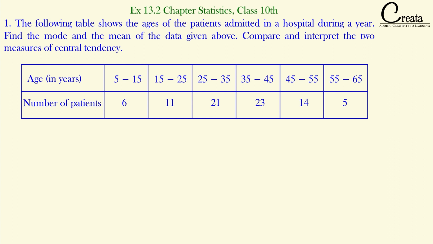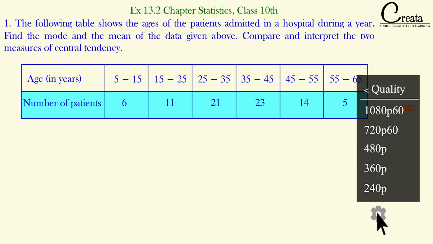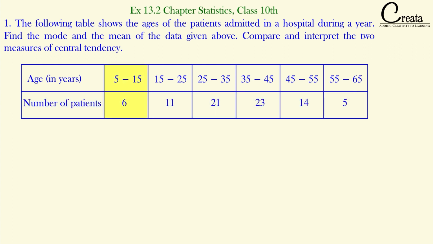So this is the question number 1. In this question, the data is given related to the age and the number of patients. On the first row, we are having age, which is given in years. The second row, we are having the number of patients. For example, if we talk about this column, 6 patients are having the age between 5 to 15. 11 patients are between the age of 15 to 25. Similarly, the number of patients and their respective ages are given.